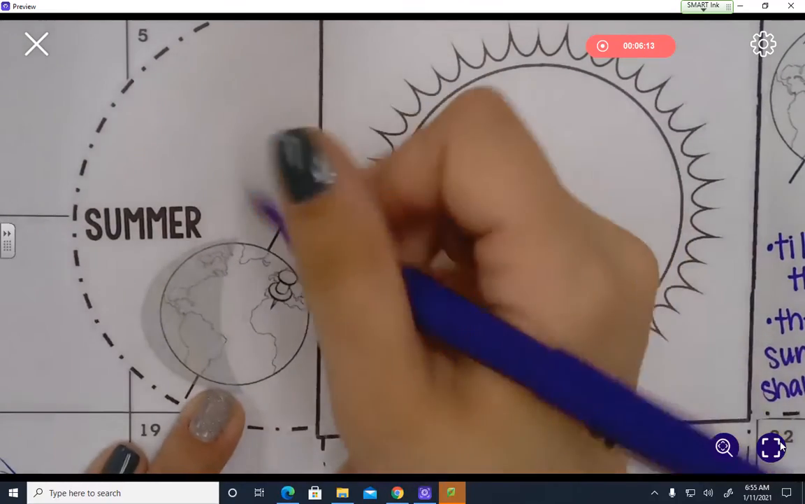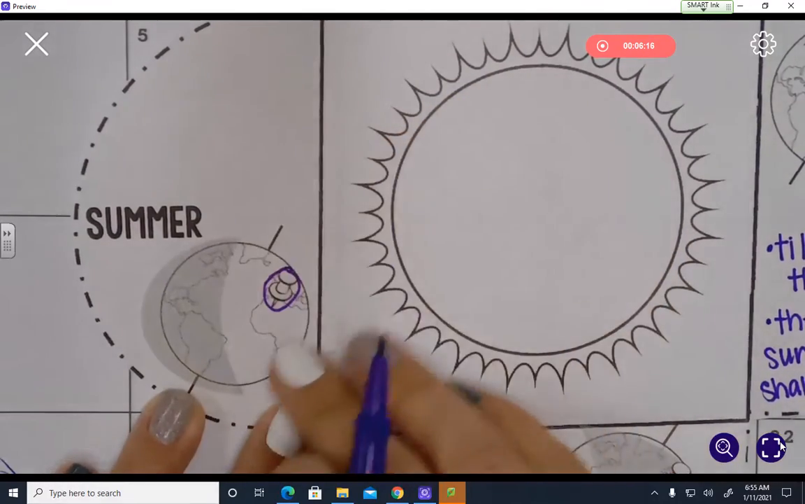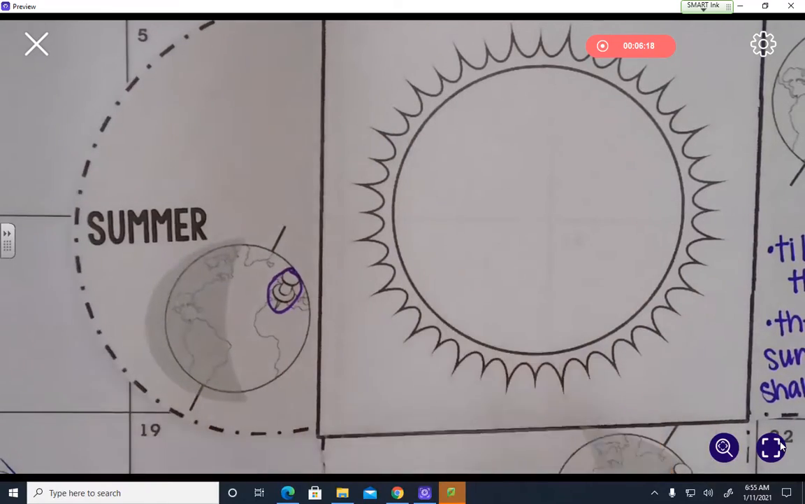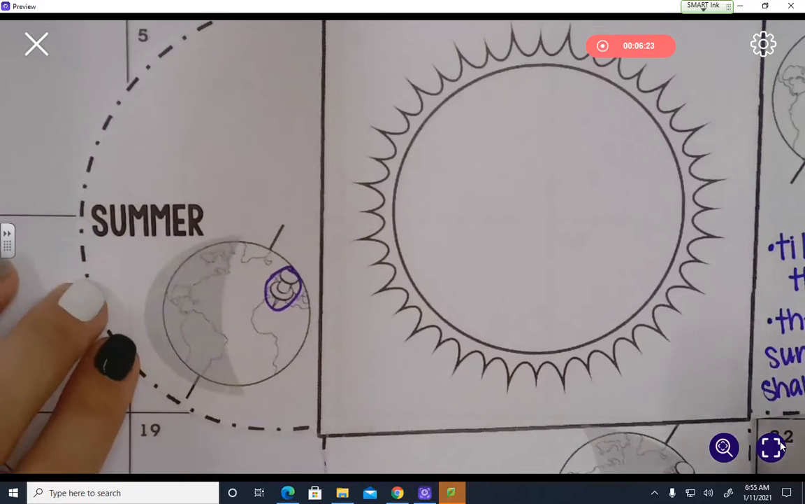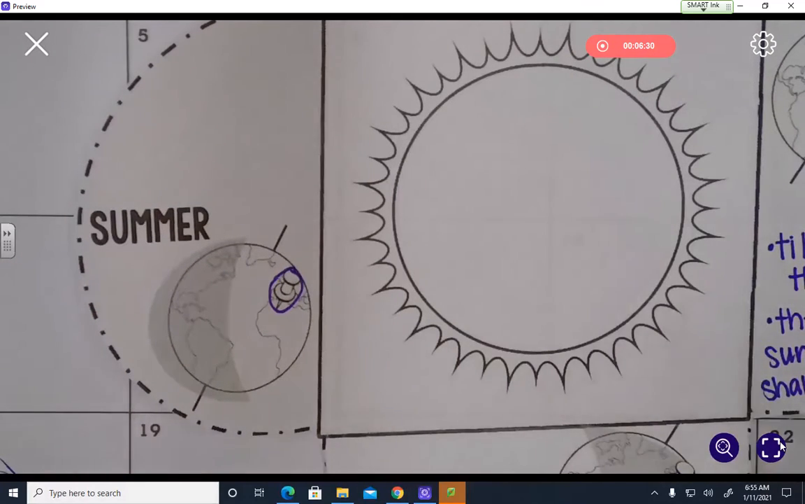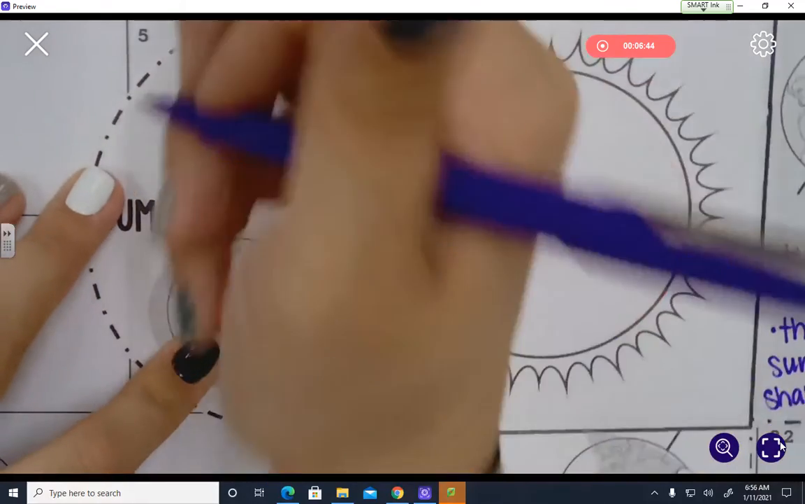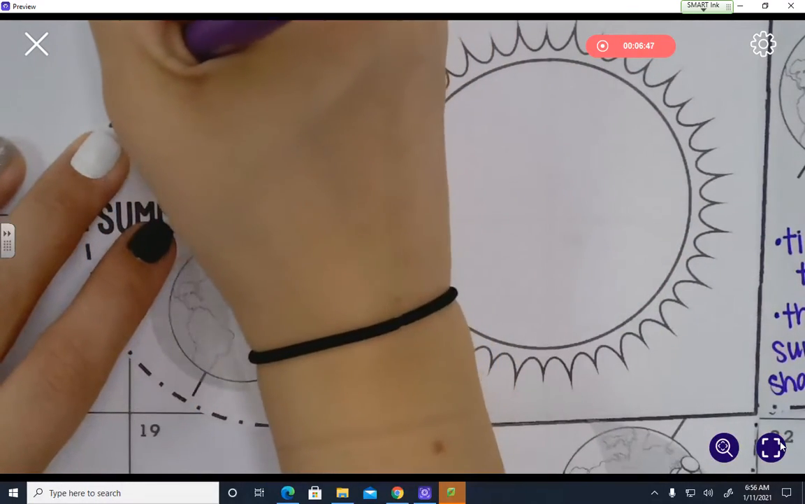Look at where your push pin is. Look at how you are closer to the sun. You're tilted towards the sun. And what do you think that means? Good. You're getting that more. If wintertime you're getting a shallow angle, what do you think it means for the summertime? You're getting that straight on angle. You're getting more direct sunlight. Good job.